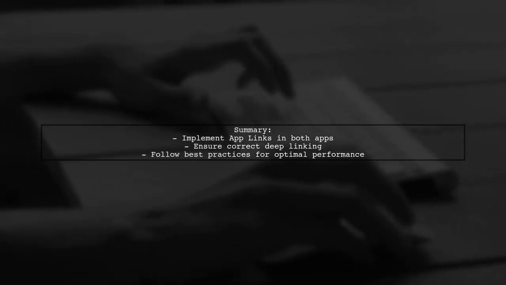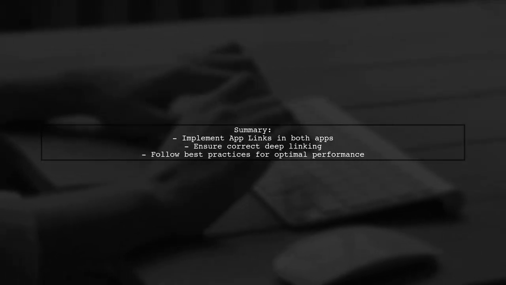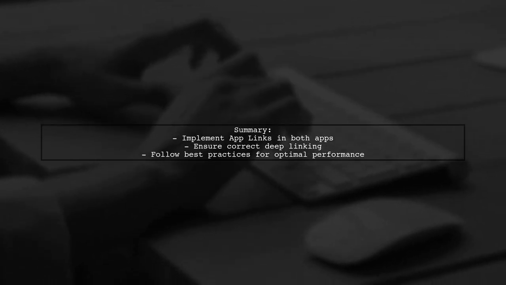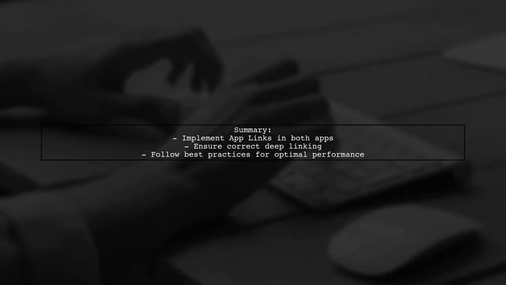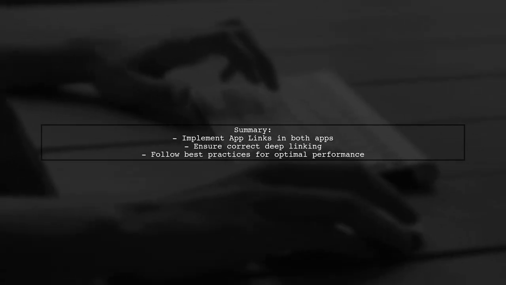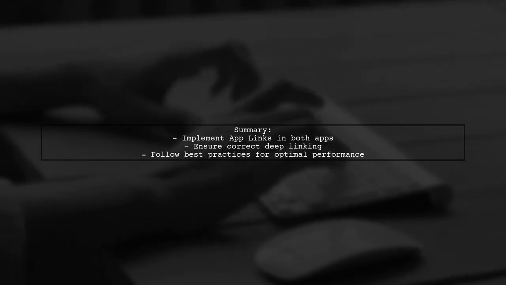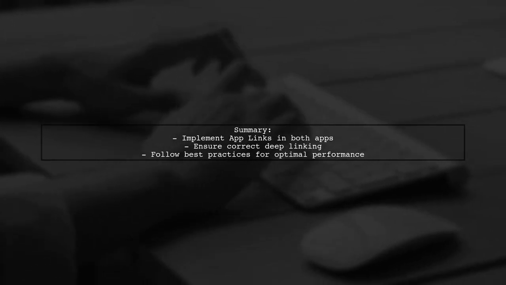In summary, implementing app links in both your installed and Instant apps is crucial for a consistent user experience and effective deep linking. Follow the best practices to ensure everything works seamlessly.